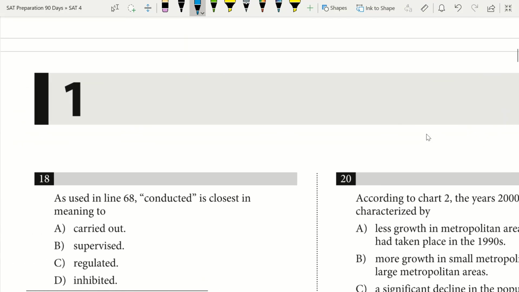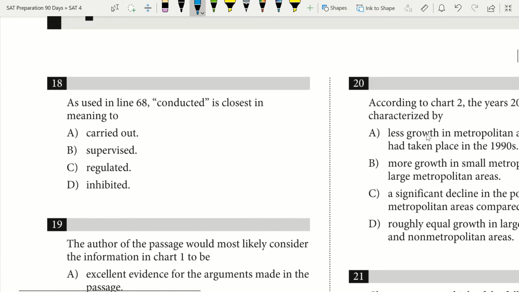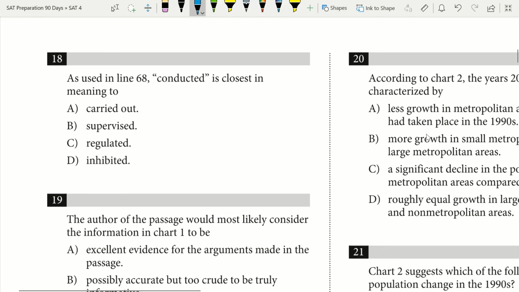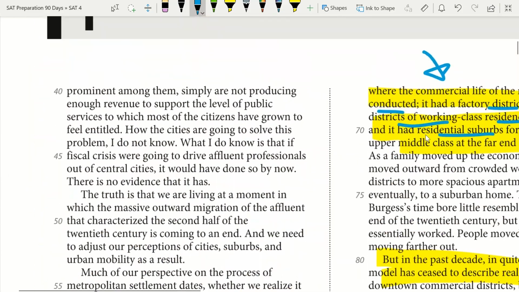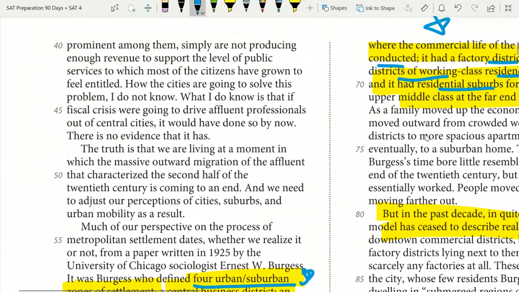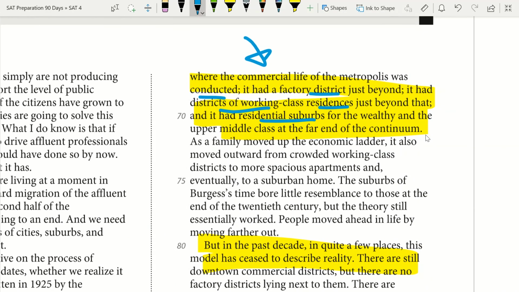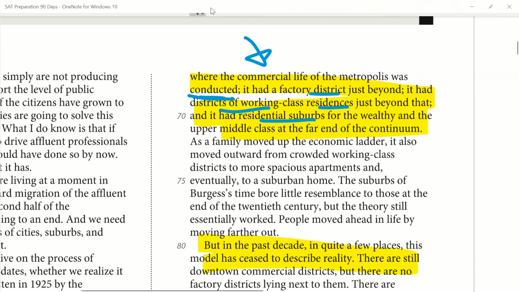All right, moving down, we got question 18 now. As used in line 68, conducted is closest in meaning to what? Well, let's take a look at conducted in the context of the problem. It said it was in line 68, so we have to go up top here. Oh, I'm sorry, it's right here. I'm going to put it in green so you can see it better.